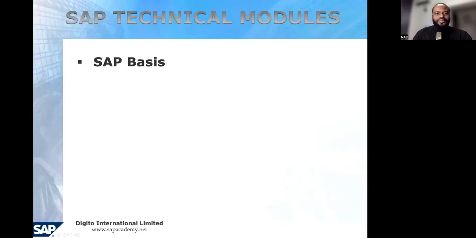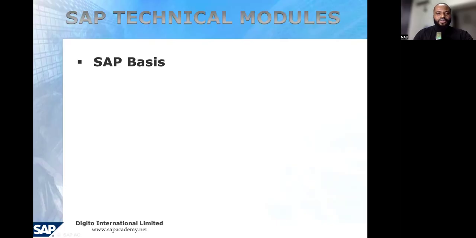SAP technical modules. Now, the Basis. The SAP Basis module is the SAP module that does the installation and configuration of the application. This also doubles as a network administrator. So the technician who should learn this is someone who is very conversant with IT infrastructure, with a networking background. You need to be a computer specialist to be able to learn SAP Basis.